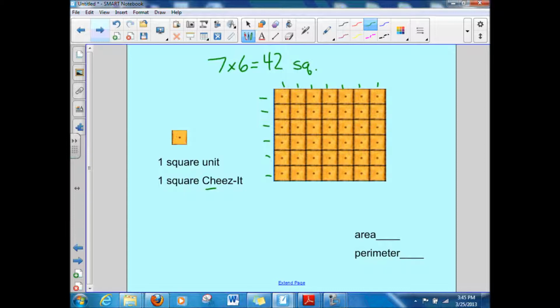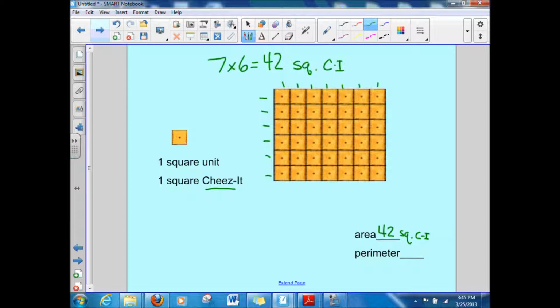Let's use the word Cheez-Its this time, and I'll just say C-I, Cheez-Its, with a little hyphen between it. Let's see, 42 square Cheez-Its. Or we could say 42 square inches, since each of those Cheez-Its is a square inch.